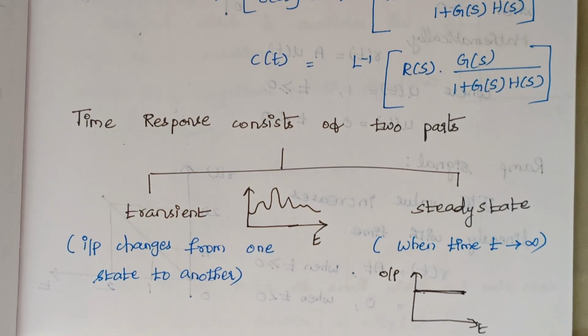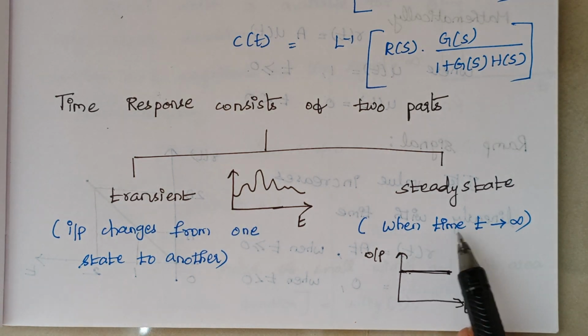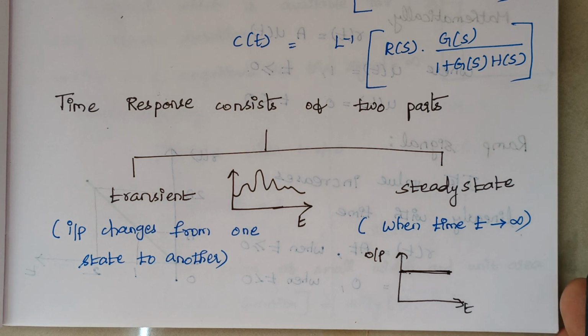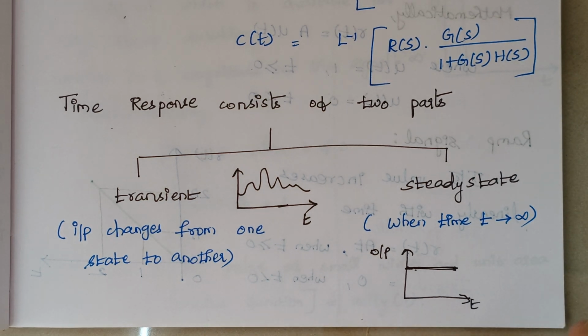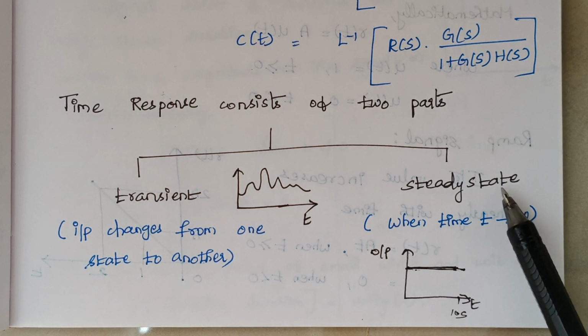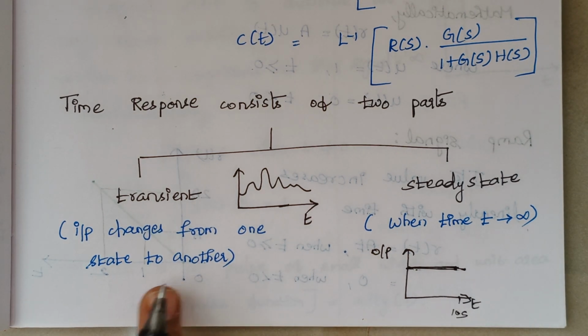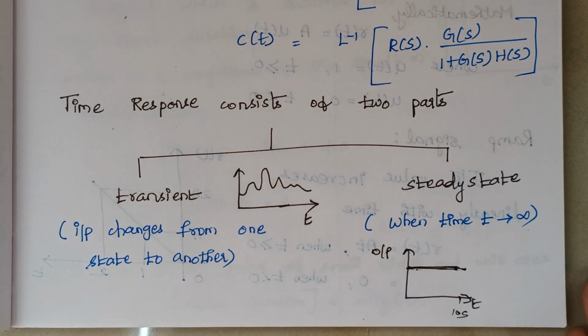And the next one is steady state response. Here steady state is nothing but, you see, when time t tends to infinity, that is, the output of the system will remain the same irrespective of time. You see here, when t is equal to 0, the output remains the same. When t is equal to some 10 seconds or whatever it may be, the output still remains the same. So steady state response is one which is independent of the time. It will remain the same. Whereas transient response is one which will be varying continuously.